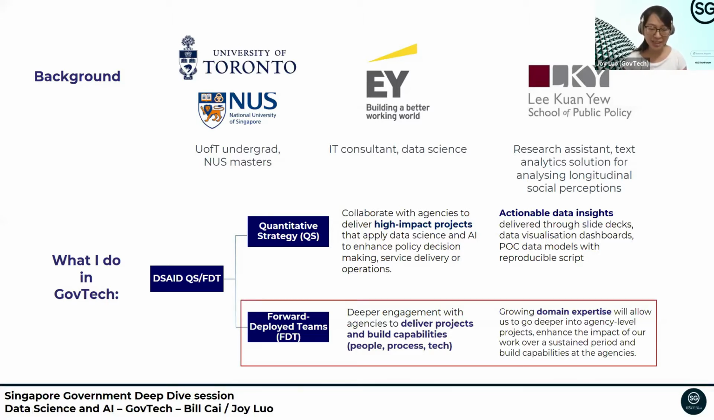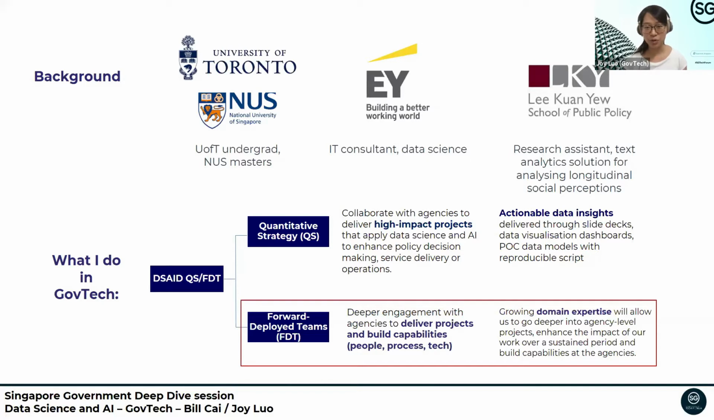So what do I do in GovTech? I think to answer that question, it's helpful to first get to know a bit more about my home team, quantitative strategy team. Within quantitative strategy team, there's actually two sub-teams. Our central team does more of consultancy type of projects for public agencies, and the scope of work tends to be surrounding the use of data for answering strategic policy questions.